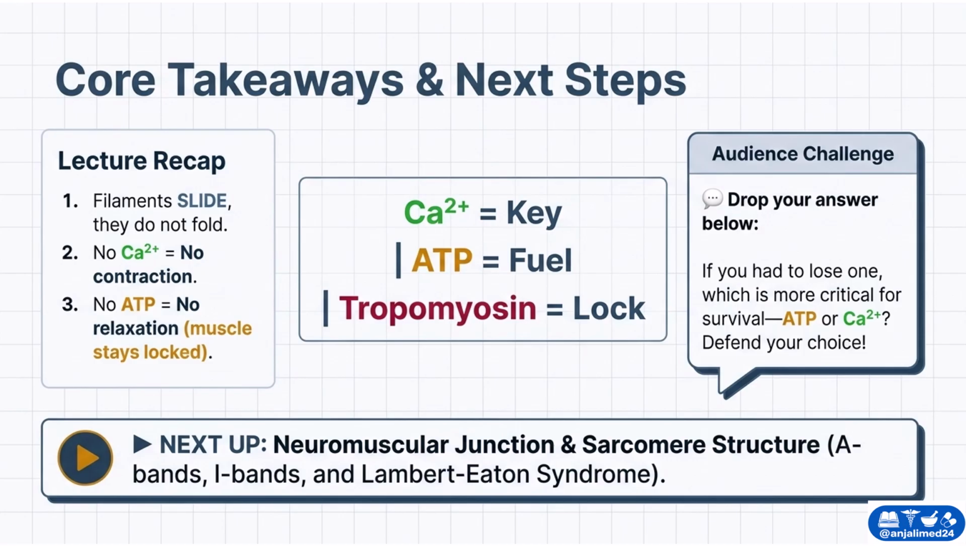Now let us move to the audience challenge on the right side. The question asks, if you had to lose one, which is more critical for survival? ATP or calcium. This is designed to make you think physiologically. Without calcium, muscles cannot contract properly, but without ATP, cells cannot survive at all. ATP powers the ion pumps, membrane stability, neural conduction, active transport, and virtually every cellular process in the body. So, although both are essential, ATP is ultimately the more fundamental survival molecule.